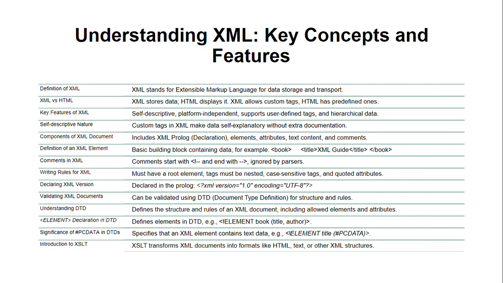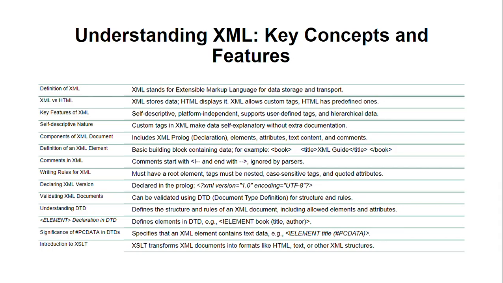XML basically stands for Extensible Markup Language for data storage and transport. If I compare XML and HTML, XML stores data, HTML displays it. XML allows custom tags and HTML tags are always predefined. The key features of XML: XMLs are self-descriptive, platform independent, and they support user-defined tags and hierarchical data. XML tags are self-descriptive in nature because tags are custom, and that's why extra documentation is not needed.